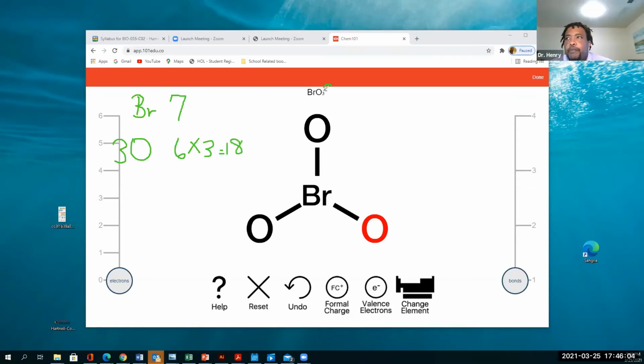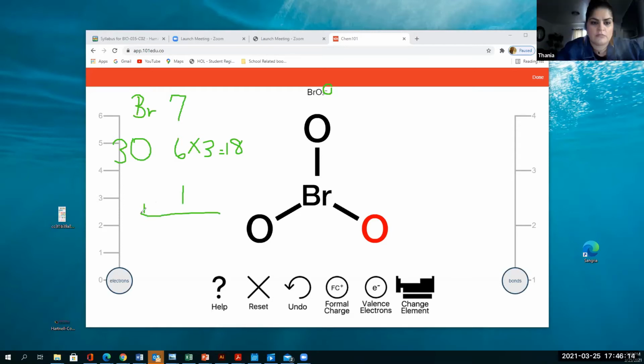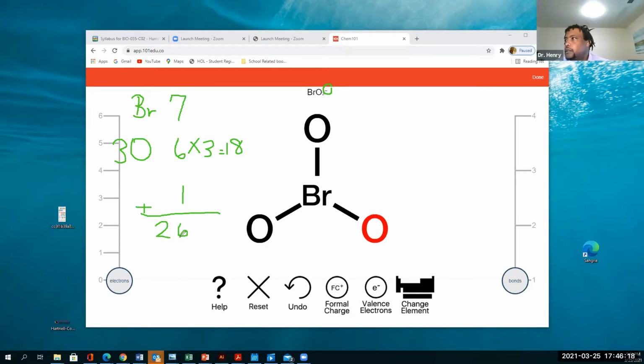And then this minus here means that we're going to add 1 more electron. So altogether we have 26. Is that right? Yes. So we're working with 26 electrons. Right now, what we have showing is 6, right? So that's 2, 4, 6, because each line represents 2 electrons.